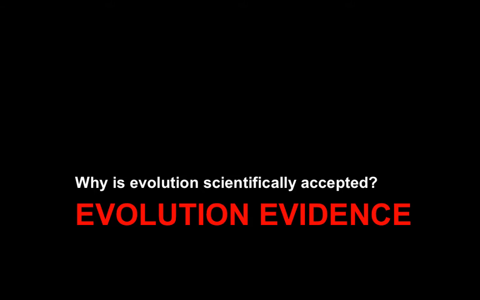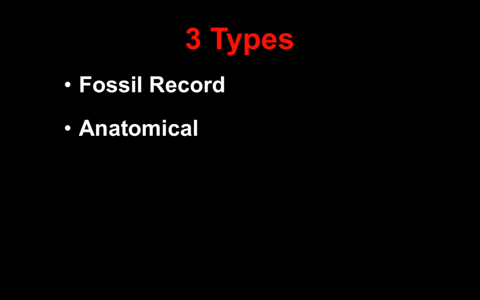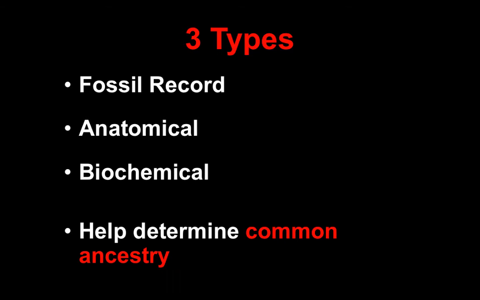Next, we're going to look at the evidence for evolution. So we have three types: the fossil record, anatomical evidence, and biochemical evidence. And all of these help us determine common ancestry.